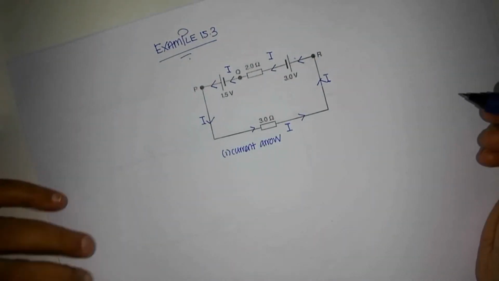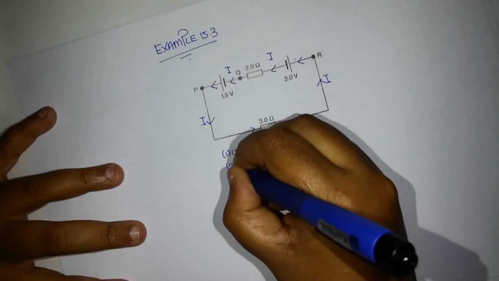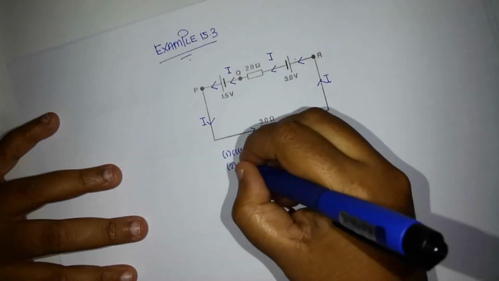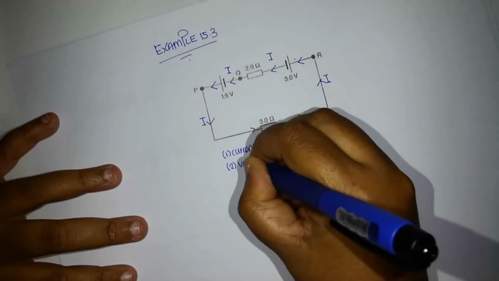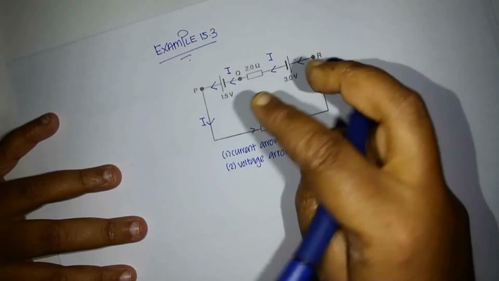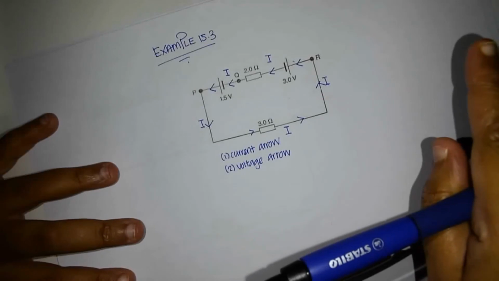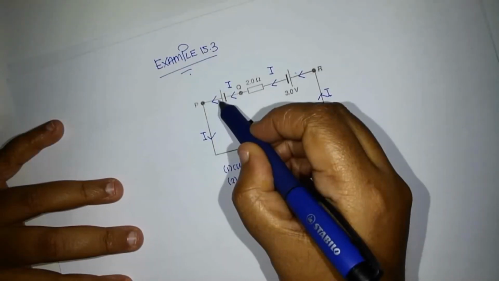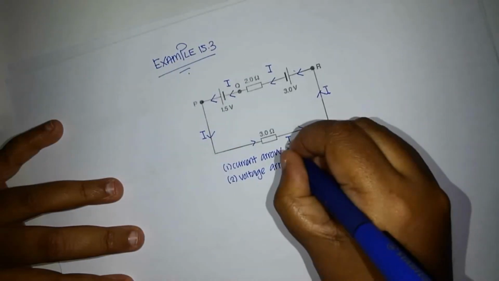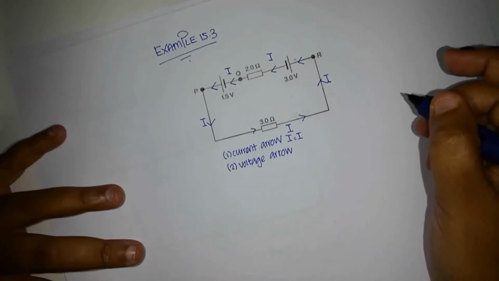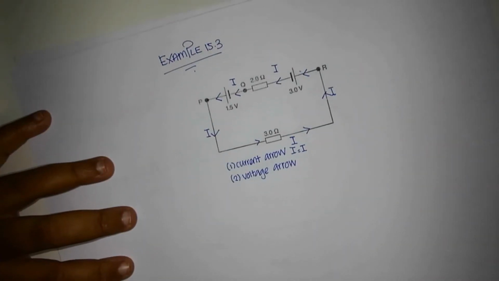Next, I'm going to draw a voltage arrow. If you draw the current arrow, you can also use Kirchhoff's first law, but it's not necessary, because if you look at the point, the same current in, same current out. So I equals I, because it's only one in, one out. Now we draw a voltage arrow.